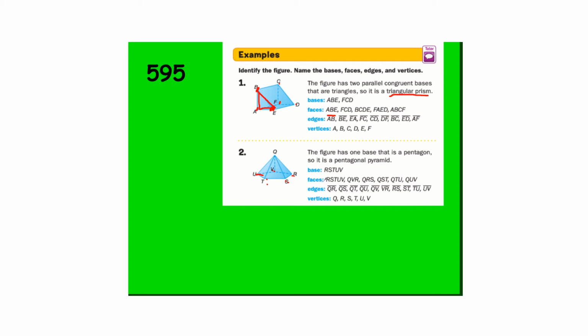Okay, how many faces does it have? It has the base, and then it has all 5 of the sides, all 5 of the triangles. Edges, line QR, QS. Okay. Vertices, the point where they meet, plus the 5 around the bottom.